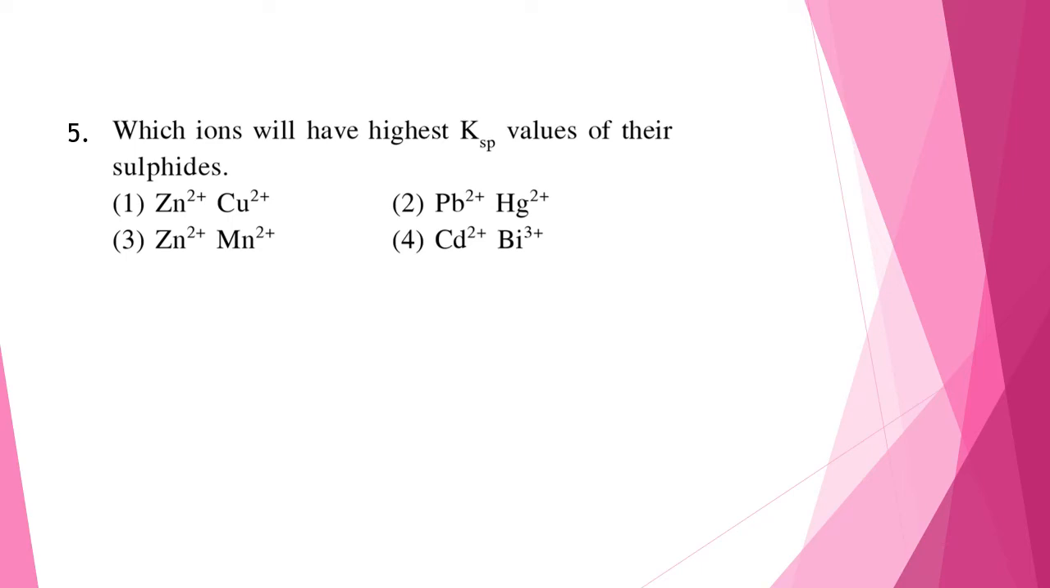Question 5. Which ion will have highest Ksp value of their sulfides? So here the correct answer is Zn plus 2 and Mn plus 2. The correct answer is option 3. They will have the highest Ksp values.